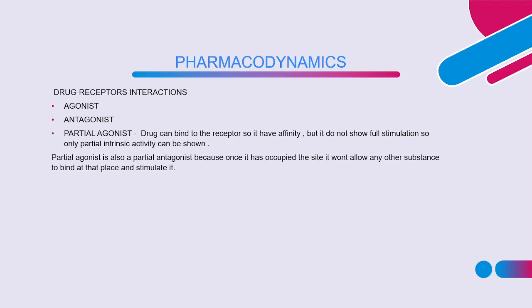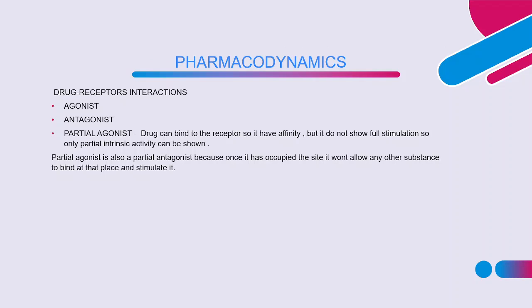Then the drug receptor interaction. When there is a drug and receptor interaction, there is some reaction that can be seen. This reaction can be any. It can be stimulative, it can be depressing activity, depending on whether it is an agonist or an antagonist, which we have seen earlier.